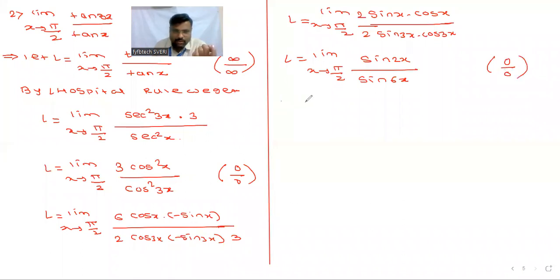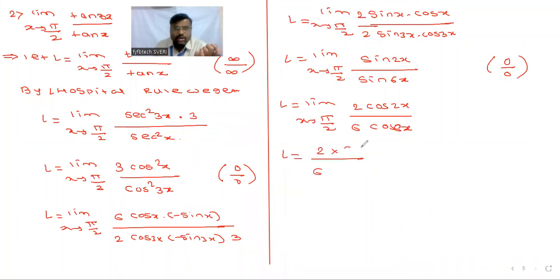Now we just take the derivative. Limit x tends to pi by 2 is 2 cos 2x divided by 6 cos 6x. Now we just put the value. L equal to 2 into 6 into cos pi divided by cos 6x, that is cos 3 pi. What is cos 0? Cos 0 is 1. Let me tell you how I calculate this. This is 0, this is pi by 2, this is pi.